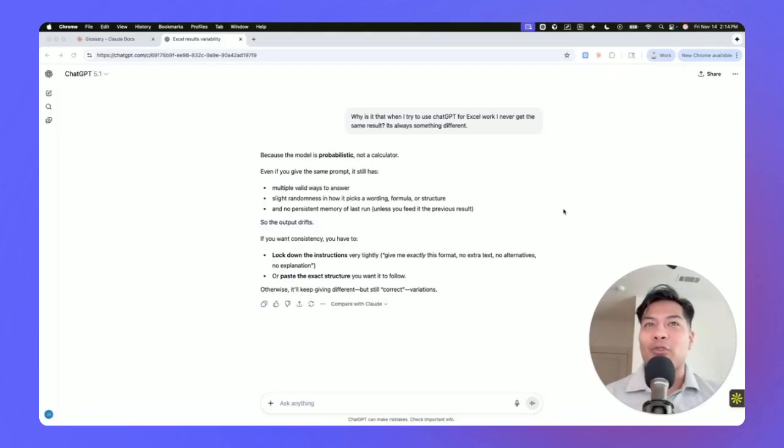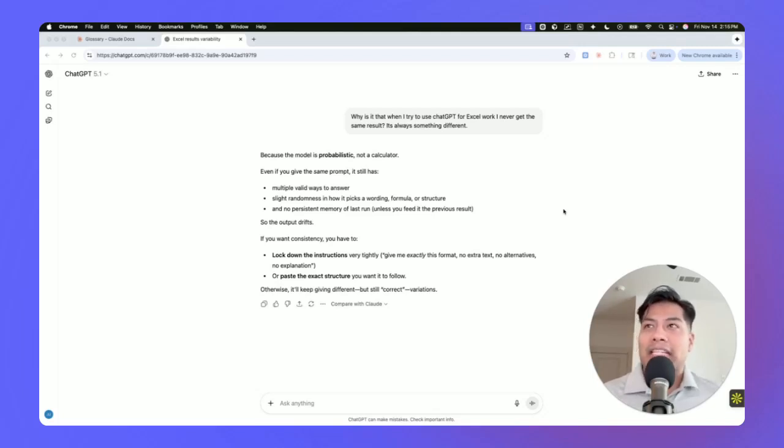This is Juan over with Watermelon AI, and today we're going to be talking a little bit more about why is it that whenever you submit the exact same prompt into any of the large language models, your output is still going to vary, even though you might get pretty specific on things. Well, the reason why is because these large language models are probabilistic.